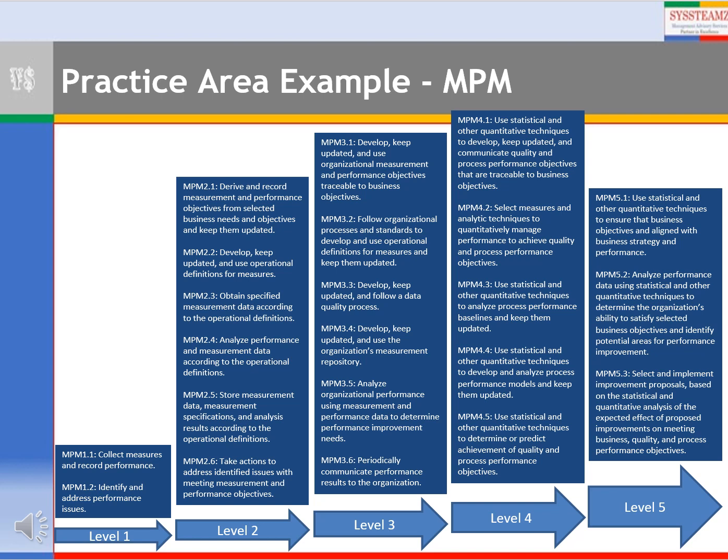An example showing practices at different practice groups for the MPM practice area. Each practice is numbered with the first digit indicating the maturity level.